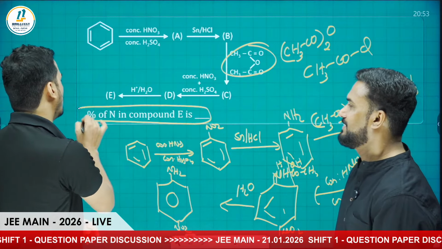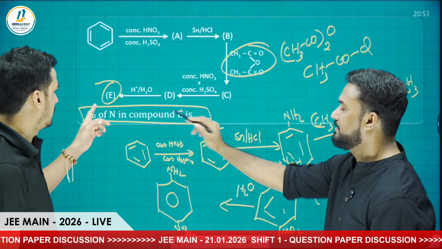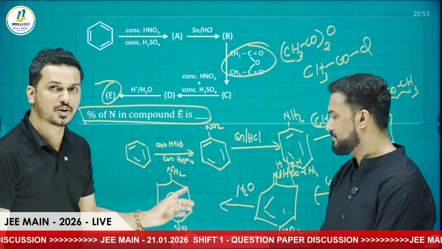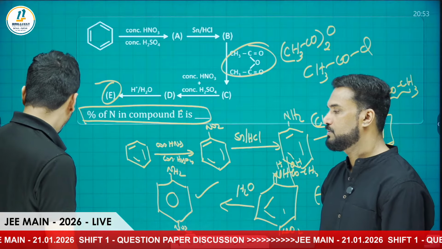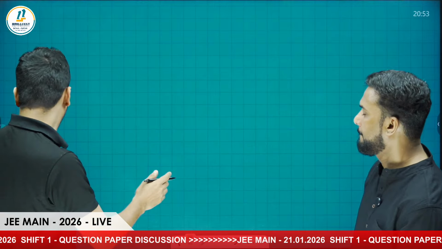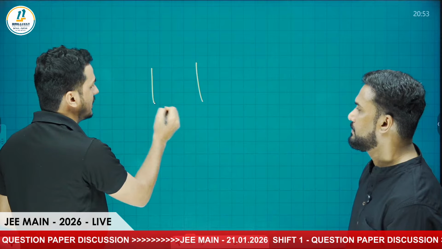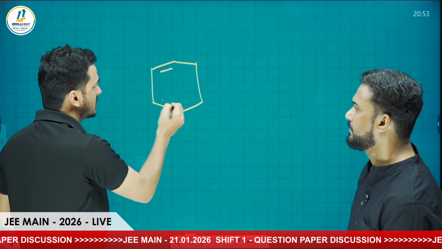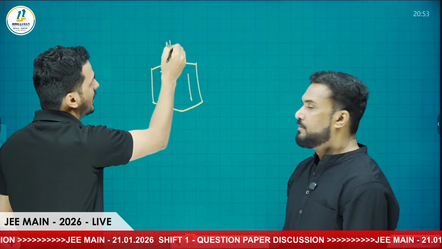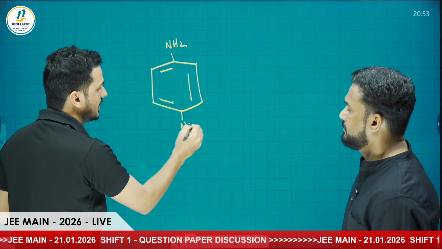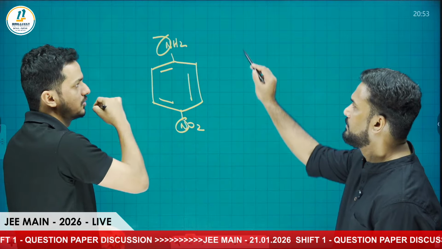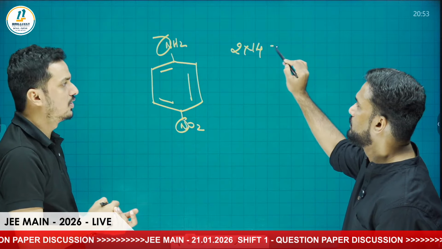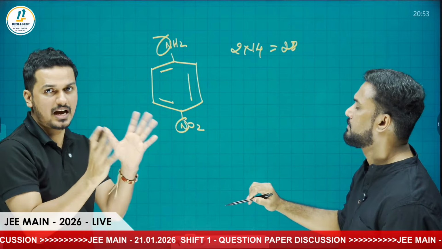The question asks for the percentage of nitrogen in this compound, para-nitroaniline, which has an aniline group and NO2. How much percentage of nitrogen is there? Here 2 nitrogen atoms are there, and 2 nitrogen means 28. So 28 grams of nitrogen is there.